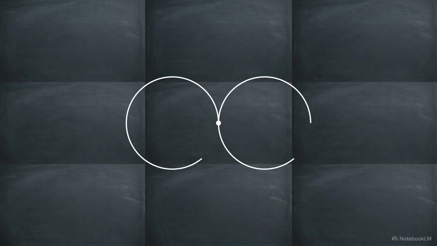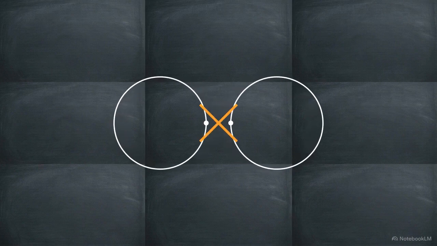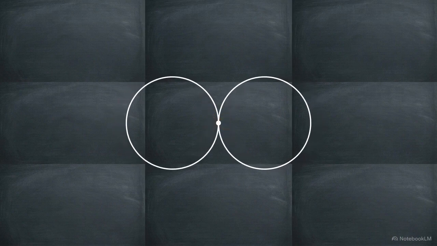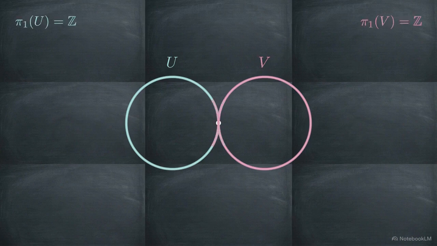Let's calculate this for a wedge of two circles, commonly called the figure-8 space. You cannot split this into two closed circles. The theorem strictly requires open sets. We fulfill this by thickening the pieces. Extend the left circle slightly past the center point to form U, and extend the right circle slightly past the center to form V. The fundamental group of each thickened circle is Z.